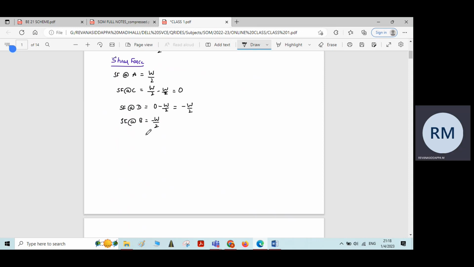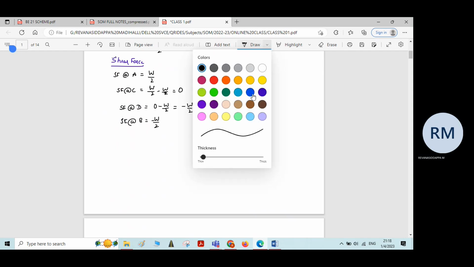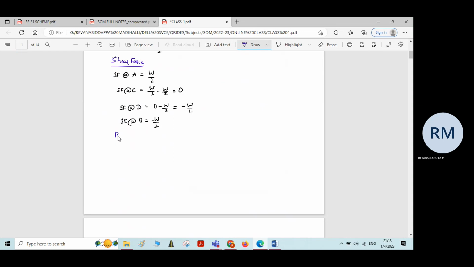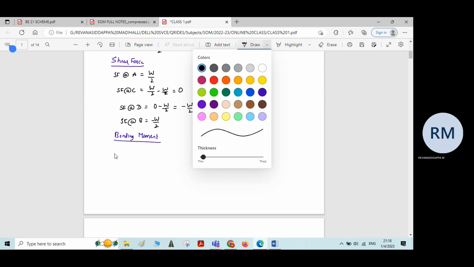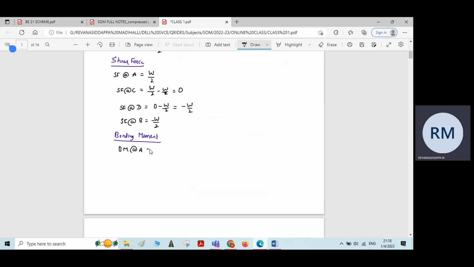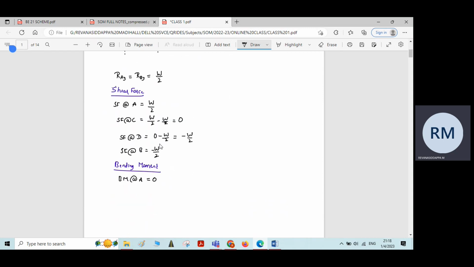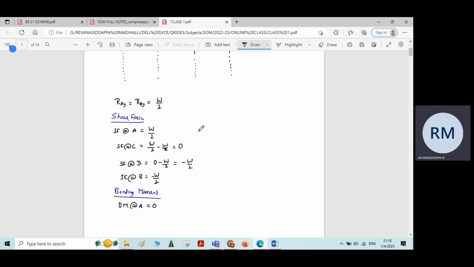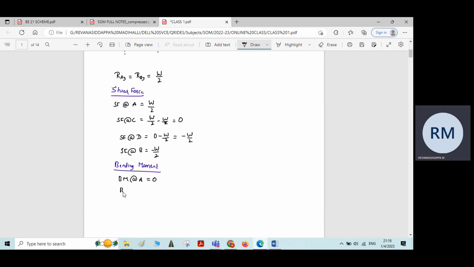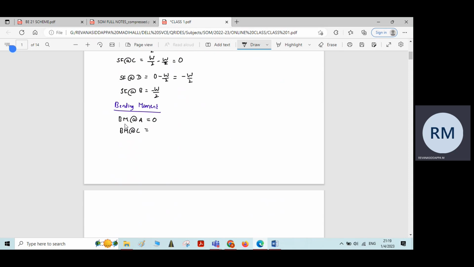Similarly, if you find bending moment values, bending moment at A is equal to 0 because it is simple support. At simple support, there will not be any moment. Therefore, bending moment at A equal to 0. Then bending moment at C is equal to W by 2 into L by 3. W by 2 into L by 3, you will get WL by 6.